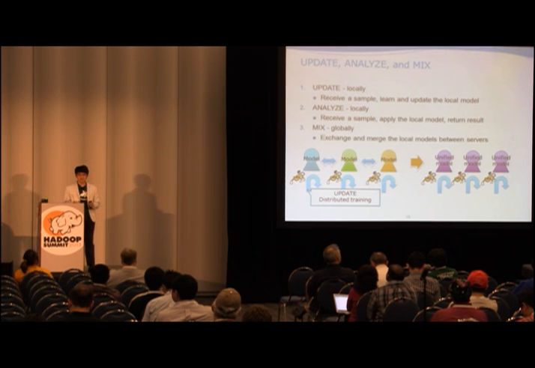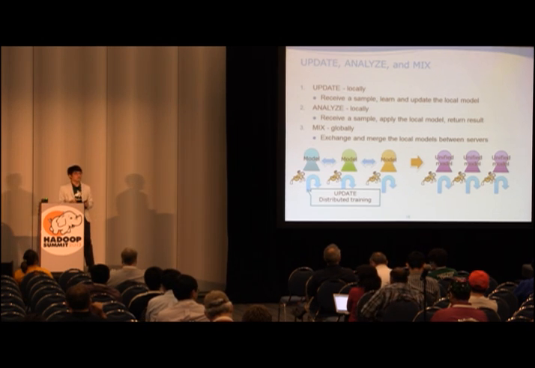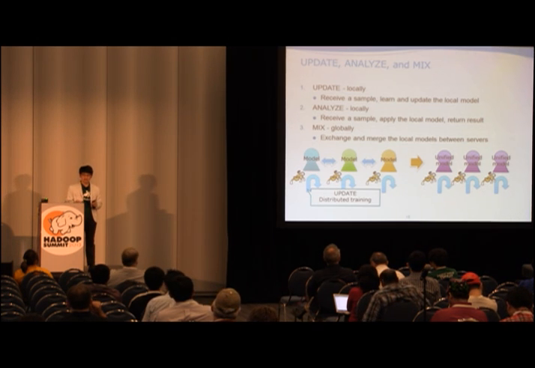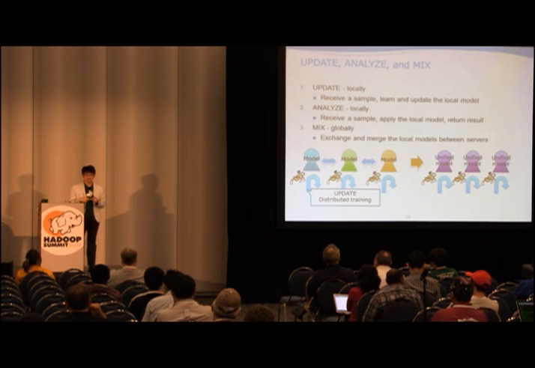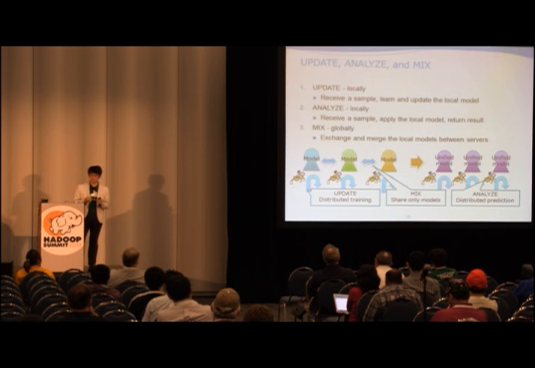And the key is the mix operation. This is a global operation in the back end. The mix operation will try to collect models from the servers, merge them into one unified model, and distribute the model back to all of the servers. Okay, so update, mix, and analyze are the key concepts of Jubatus.